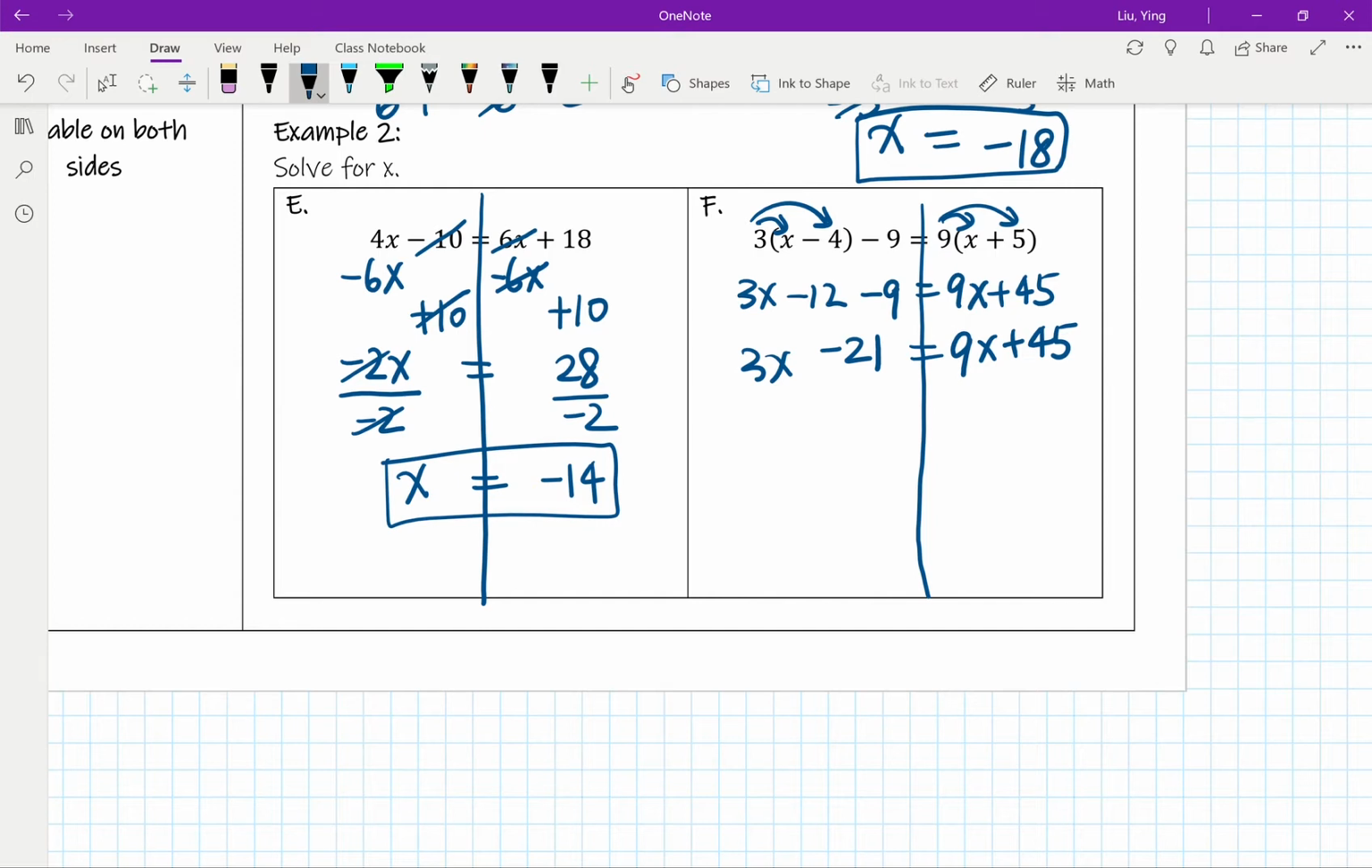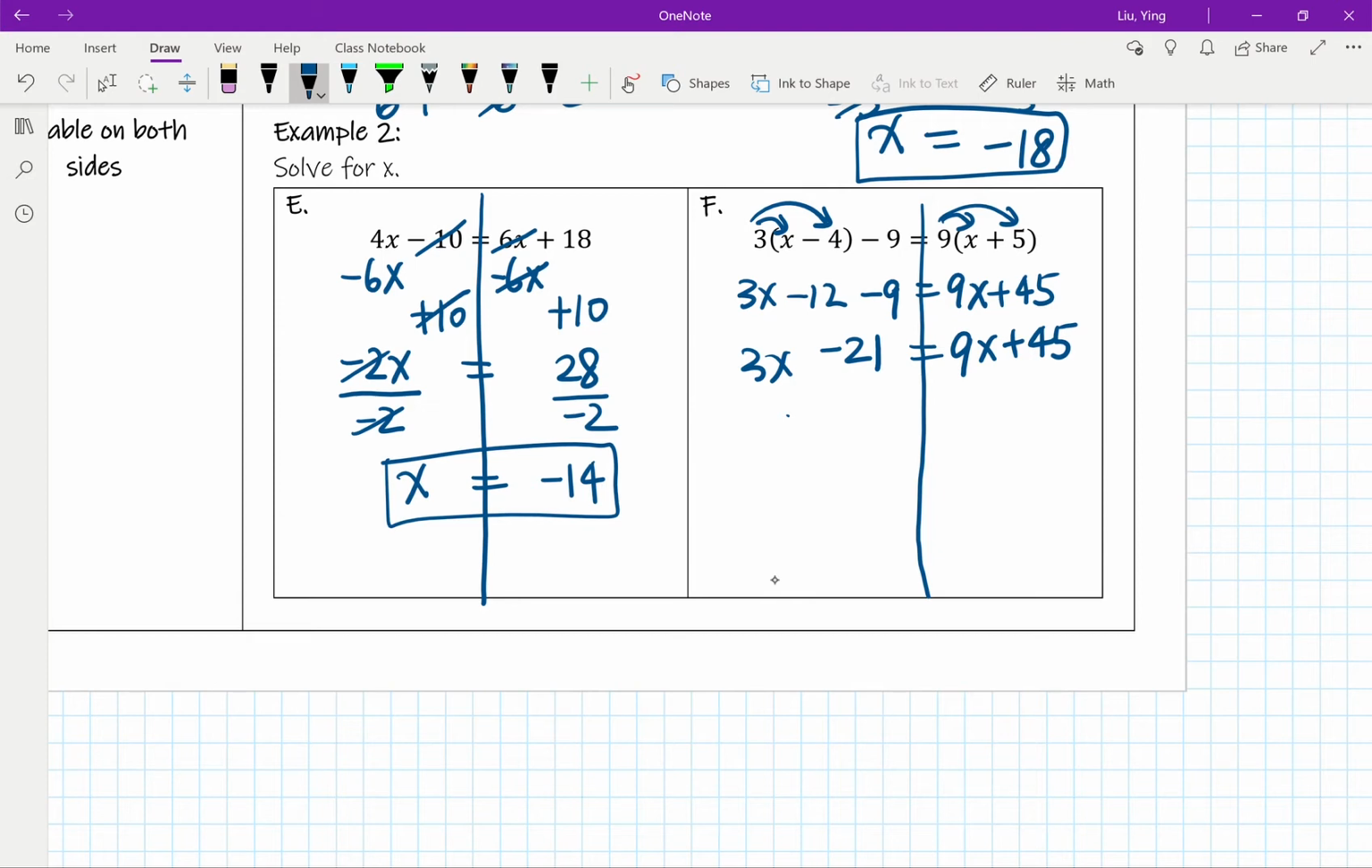And then we can see now we have a situation like part E, where the variable x is on both sides of the equation. So we will need to move them to the same side. Pay attention that when variables, even though they're like terms, are not on the same side of the equation, you cannot combine them. So for example, here you can't do 3x plus 9x. You have to move the 9x to the other side first.